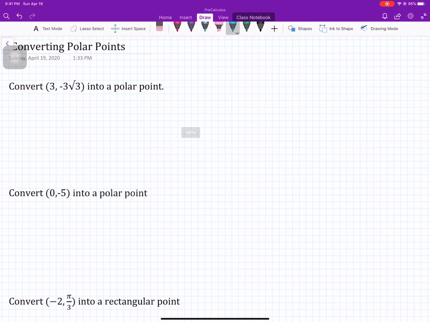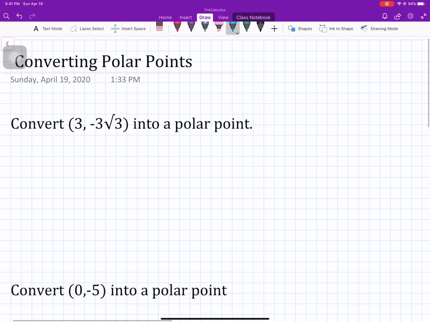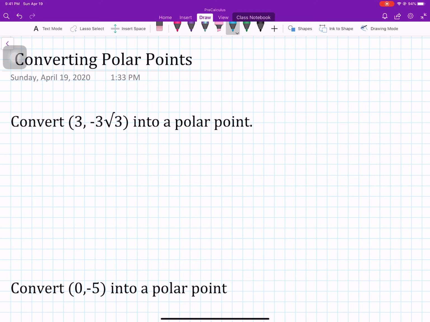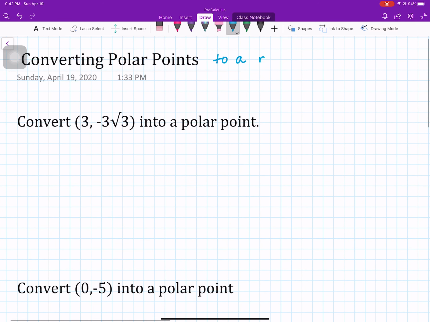This one is all about converting polar points. We're going to actually discover some rules and properties that are going to make life a little bit easier on us. So when we convert a polar point, we are converting it to a rectangular, or we could be going the opposite. We could be taking the rectangular point and then turning it into a polar point.